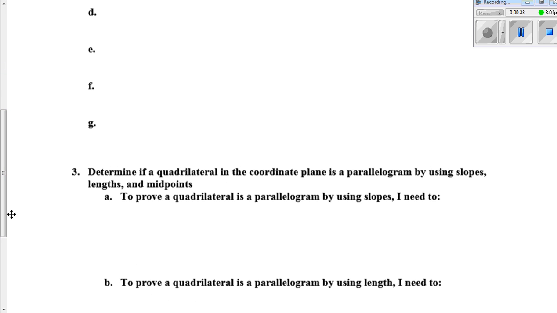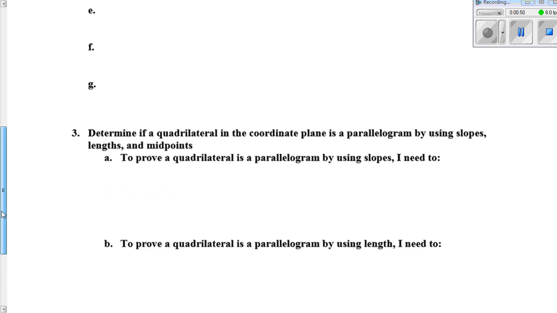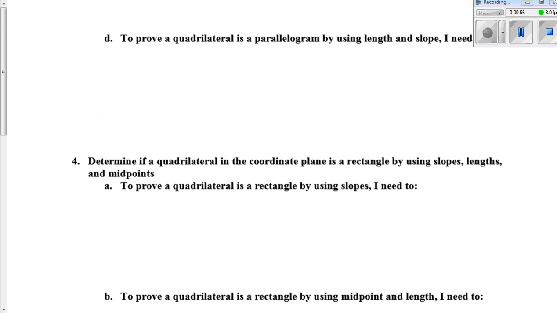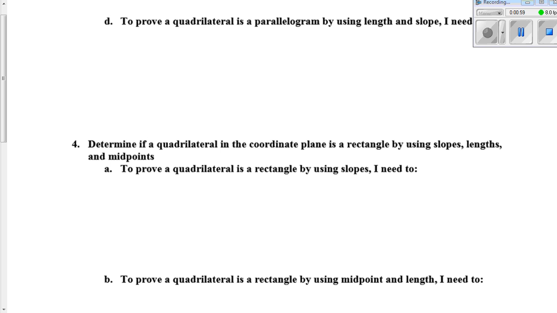All right, you're also going to be able to determine if a quadrilateral in a coordinate plane is a parallelogram by using slope, length, and midpoint. Once again, those concepts are never going away, so make sure you know how to do that. You'll also be able to, next page, determine if a quadrilateral is a rectangle by using slopes, lengths, and midpoints. Okay, so we're first going to talk about the characteristics of a parallelogram and a rectangle, and then go to the coordinate plane and see how we prove whether they are indeed or not.